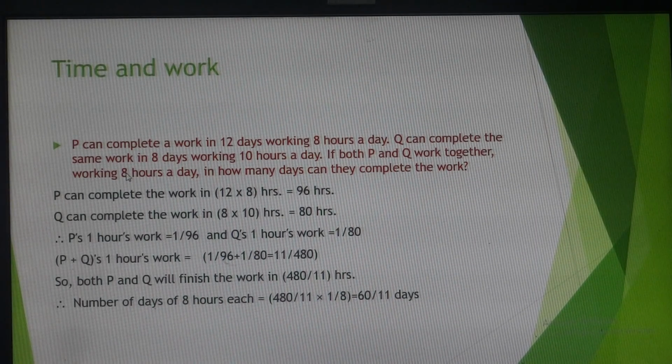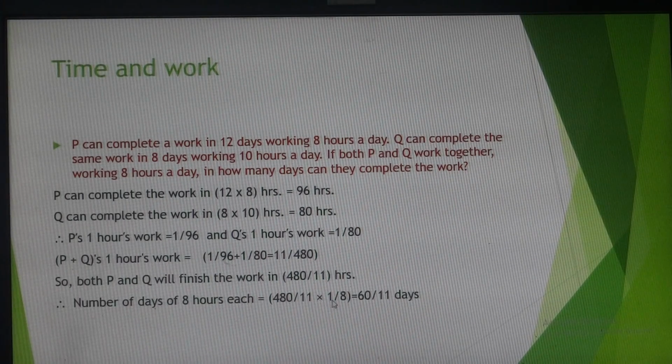So the question they have asked is, if both work together for 8 hours a day, how many days will it take? So just multiply the answer, 480 by 11 into 1 by 8, which gives you 60 by 11 days.